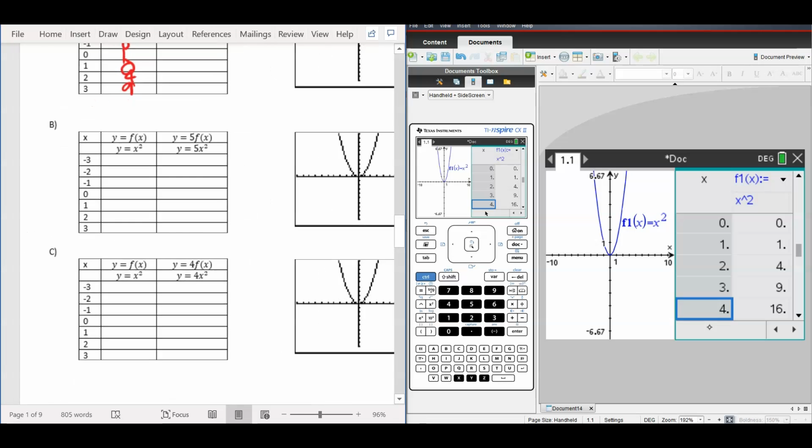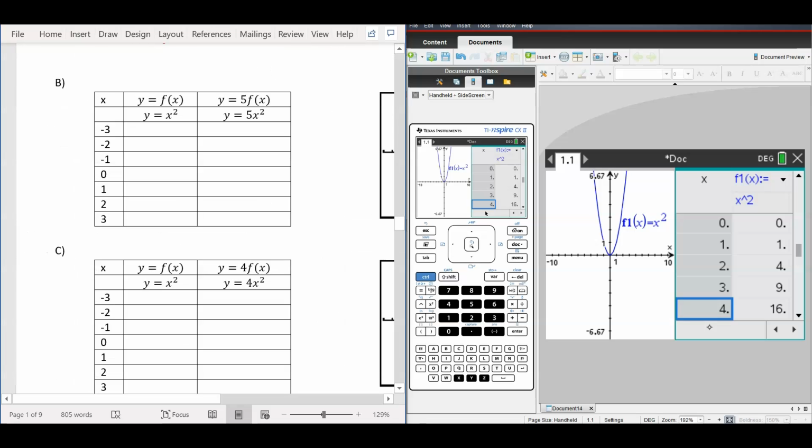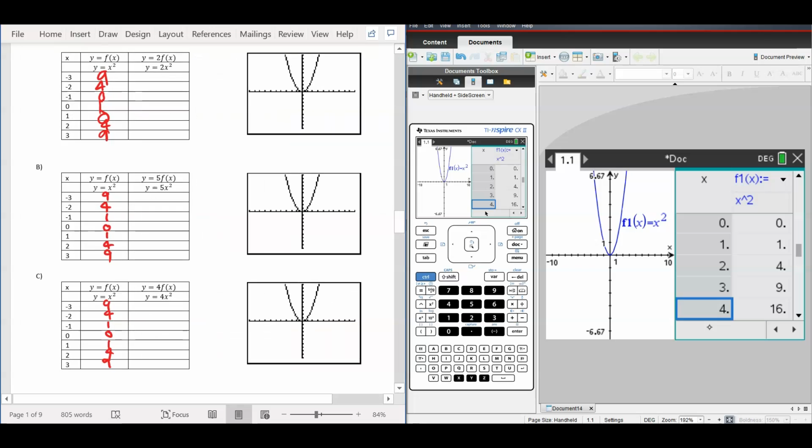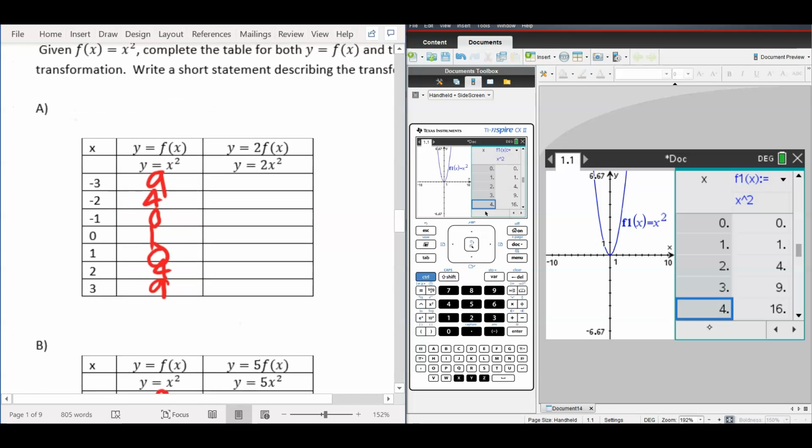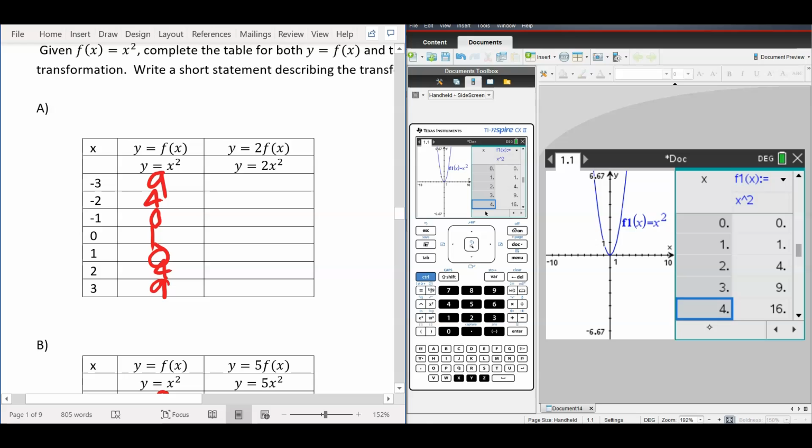So on letter B and letter C, it's going to be the same: 9, 4, 1, 0, 1, 4, 9. Real quick, because we're doing notes. But back to letter A. I need you to graph 2x squared. Does everyone see that next column is 2x squared? Okay, so here's what I would do.